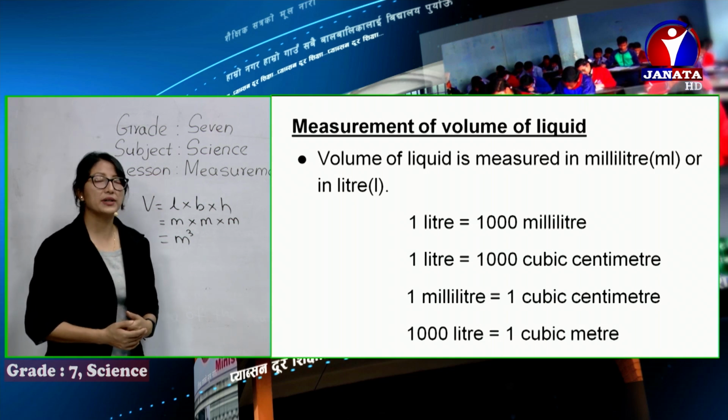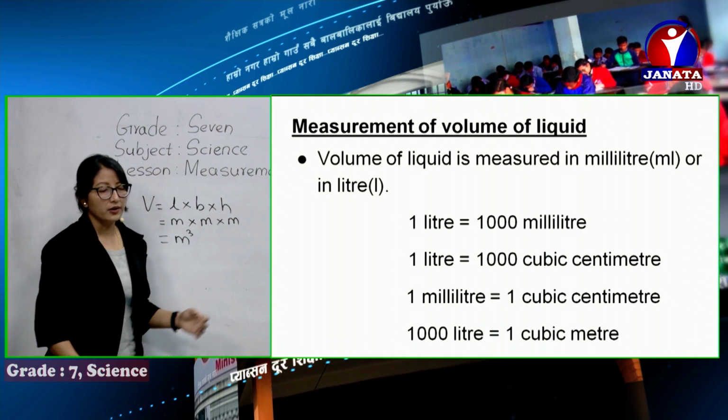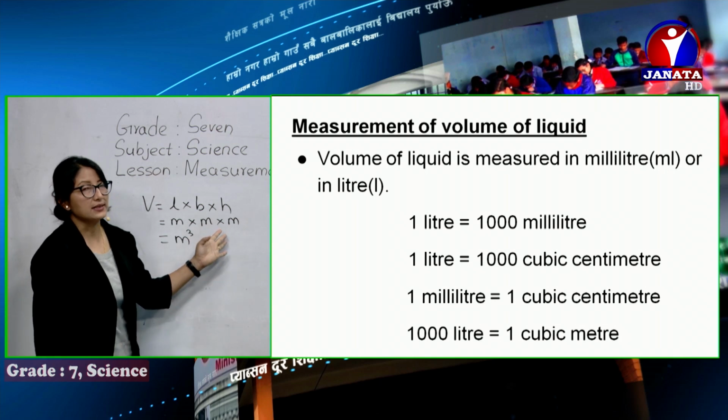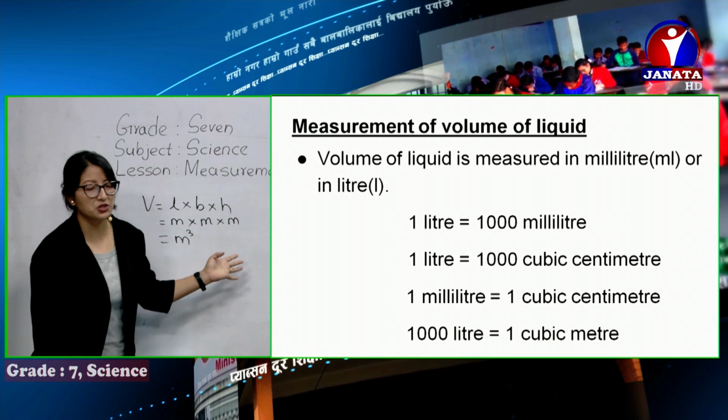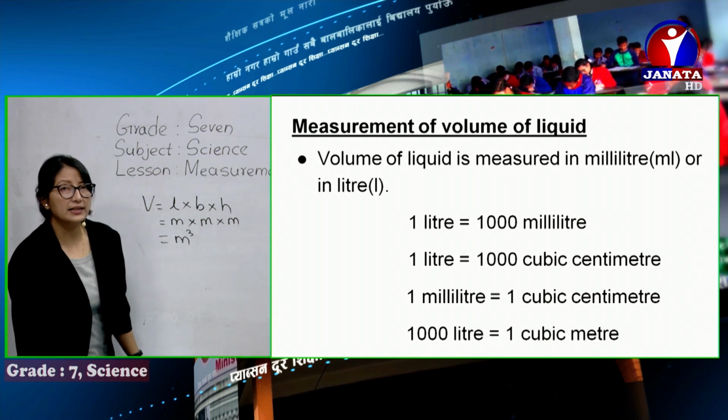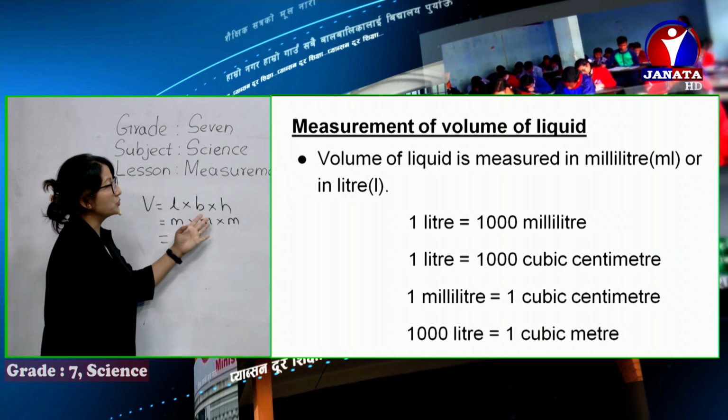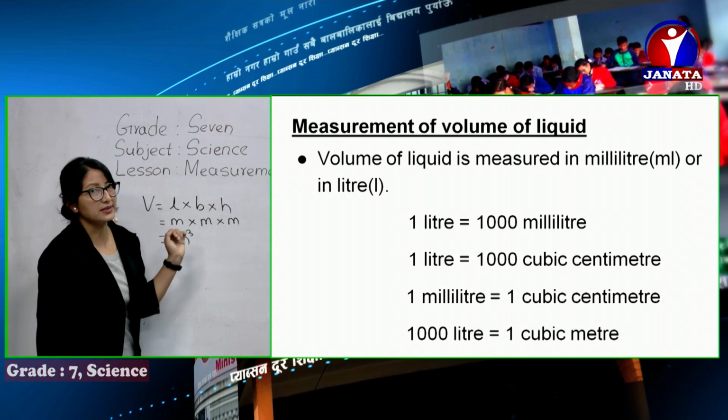These are the common relations that you can keep in mind. Or also we can represent 1 liter. If you have to represent it in centimeter cube or cubic centimeter form, the relation is 1 liter is equal to 1000 cubic centimeter, cm cube.